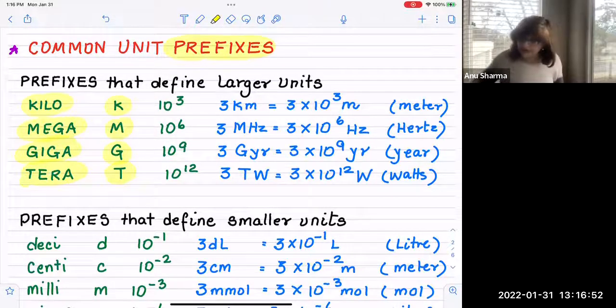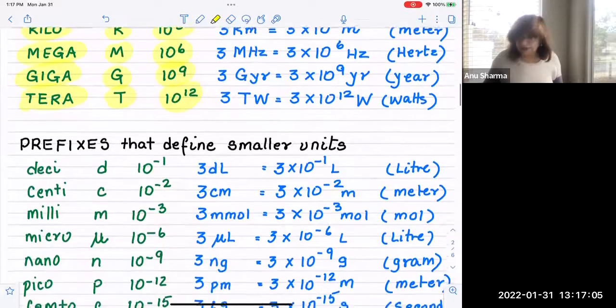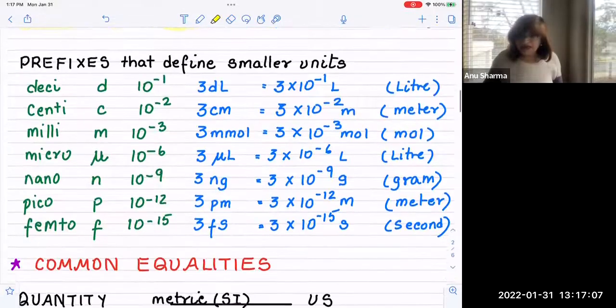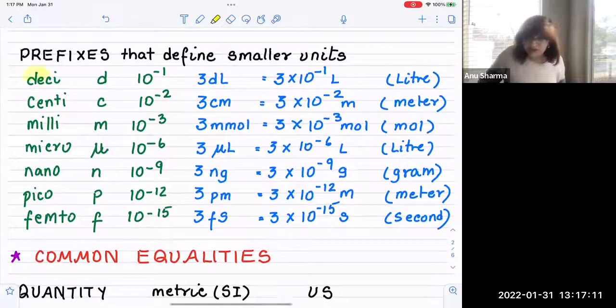Okay, so these are just some examples, but just keep in mind that these coefficients of 3, 6, 9, and 12 relate to very big units or very big measurements. Now, when you're measuring something small, then you use these units.